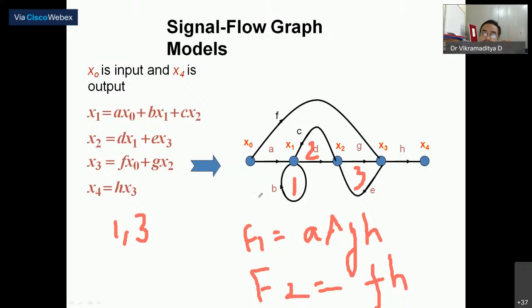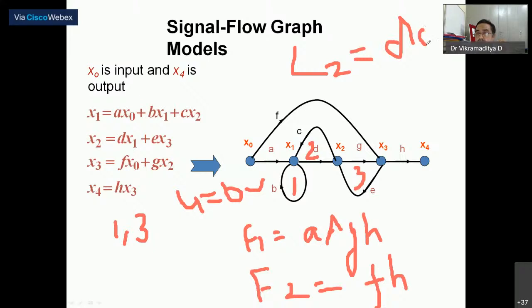Similarly, you can find out the loop gain also. The loop gain of the first loop, L1, will be equal to how much? B. What will be the loop gain of L2? L2 will be nothing but D multiplied by C. So DC. What will be the loop gain of L3? G multiplied by E. So it will be GE.